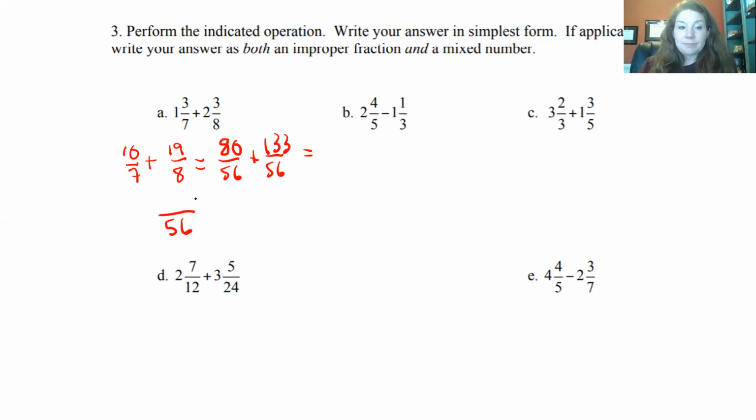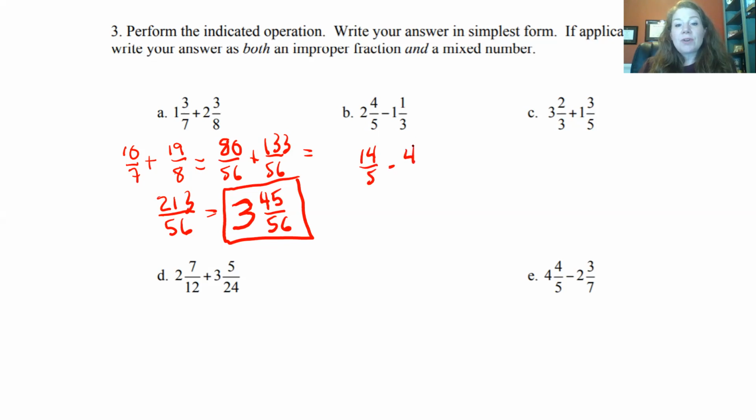133 plus 80 is 213. So 56 will go into 213 3 full times. Well, 56 times 3 is 168. 168 from 213 is a remainder of 45. So 45 over 56 is our final answer.